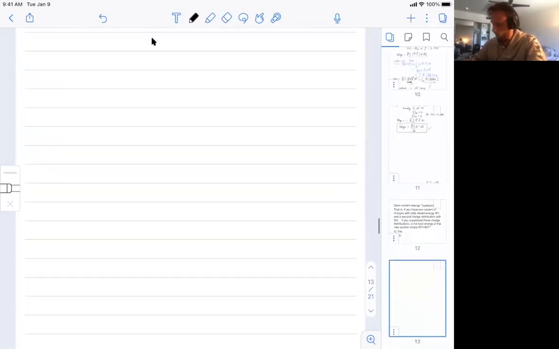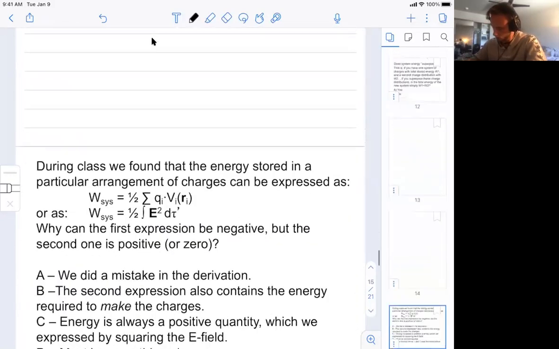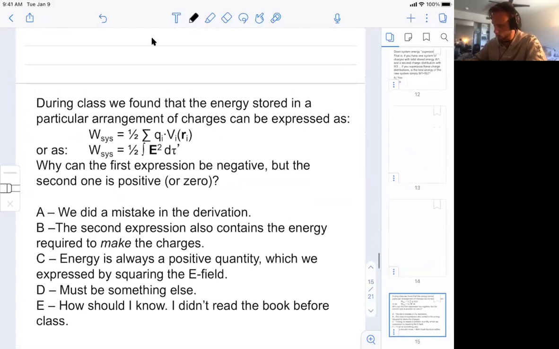And this is our next question. The inconsistency of these two is, the second one is always positive because E squared is always positive. The first one obviously can be negative, right? You can have a negative charge or you can have a negative potential. So how come these two are inconsistent with one another? Did we make a mistake in the derivation, or what is going on?